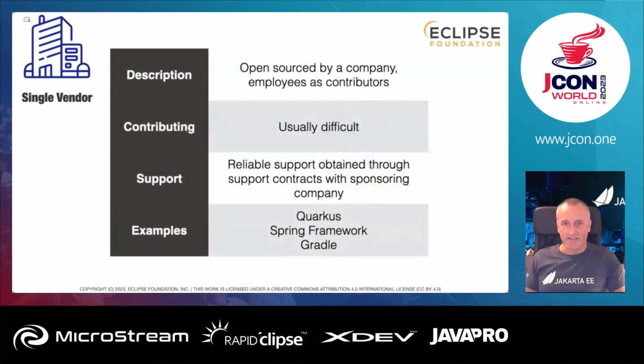Then you have the single vendor type of open source, where you have a company or employees from the company that are contributing. To get in as a contributor there, unless you're working for that company, is usually fairly difficult. Support can be very reliable because that company is doing it. They may have a commercial product that is based on the open source product. So you can usually get good support from it, but it's hard to contribute. Examples of this are Quarkus from Red Hat.